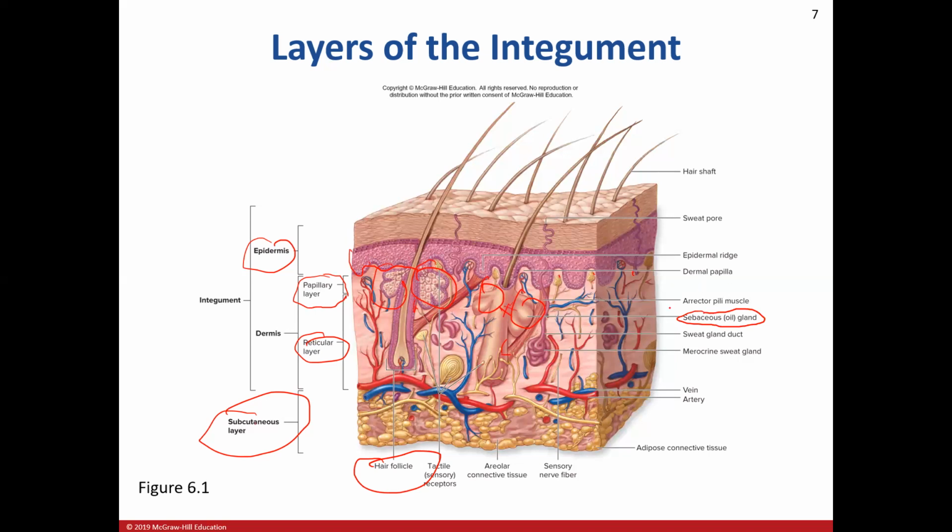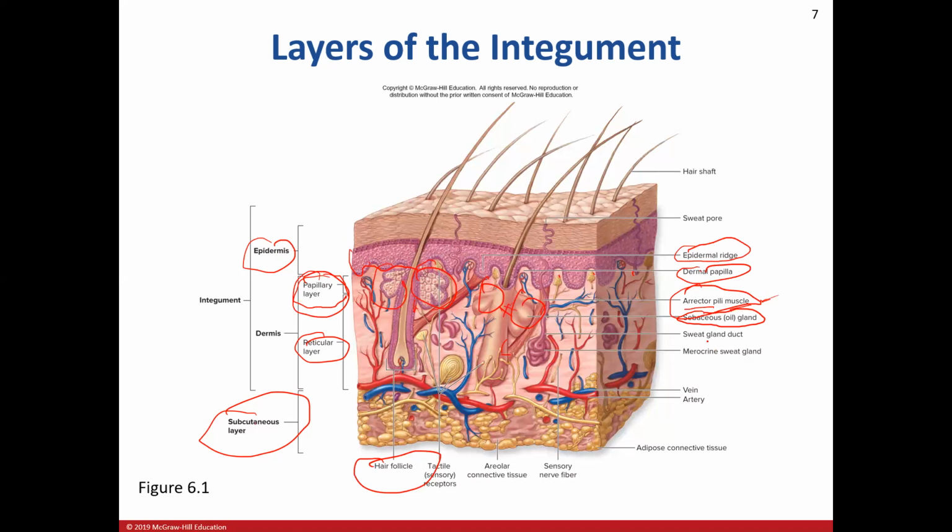The erector pili muscle, notice that right here, that's a smooth muscle. So that represents the muscle. And the erector pili is what contracts and gives the appearance of goose flesh. So it basically helps the sebaceous gland contract and release its products, but it gives you goose flesh. We don't have feathers, so there's really no reason for goose flesh, right? Here's your epidermal ridges that go into the dermal papillae. And that's the papillary layer of the dermis, really. But notice that connection. That's really the point.